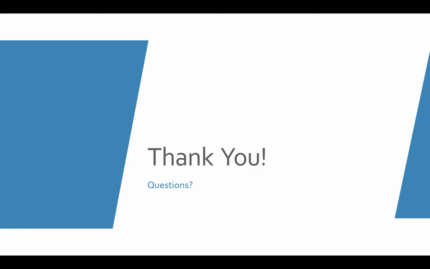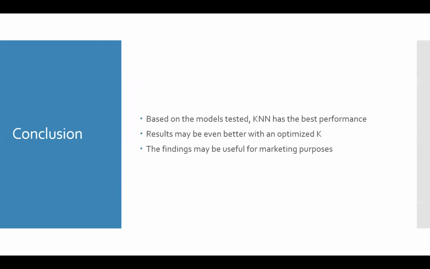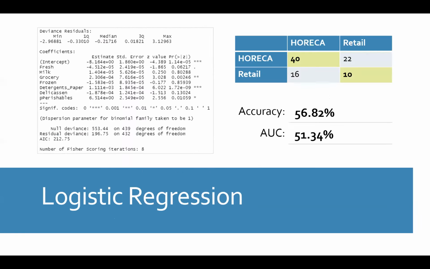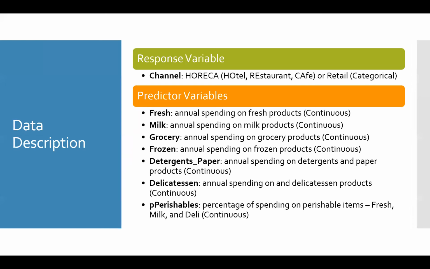Maybe you mentioned this, but how did you get that other column that you added? That was percent perishables. Actually, I did not mention it. Thank you for bringing that up. For that, it's essentially the sum of fresh, milk, and deli over the total, in decimal form. Okay, got it. So you created this variable? Yes, I created it. Okay, I see. Yeah, that makes sense.